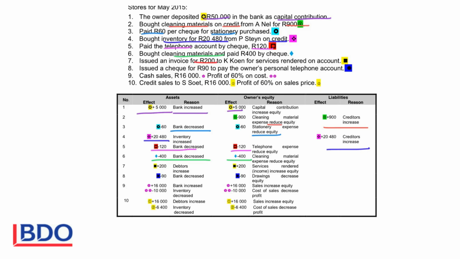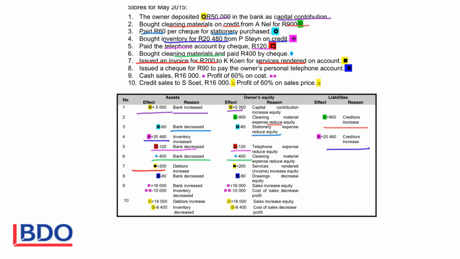An invoice for 200 to Kun for services rendered. Look at the invoice. An invoice can be received when we receive services from someone else. If we issue the invoice, it means that we provided services to someone else. So this services rendered is an income for the business. The person didn't pay for it immediately, so we will have to debit Kun's account, and if he owes us money, he's a debtor. So my debtors will increase.